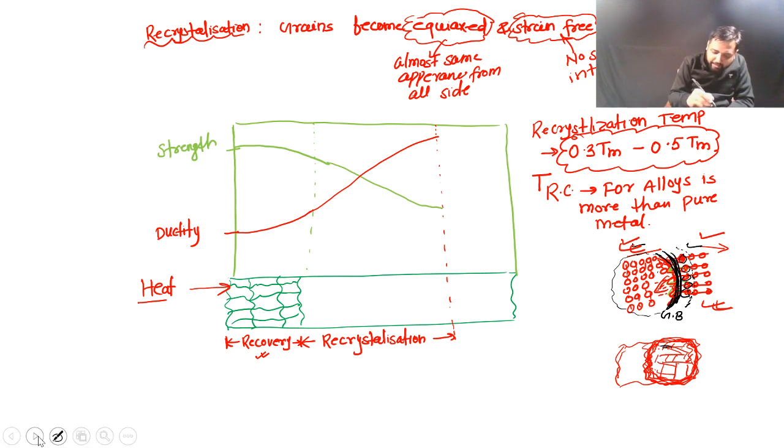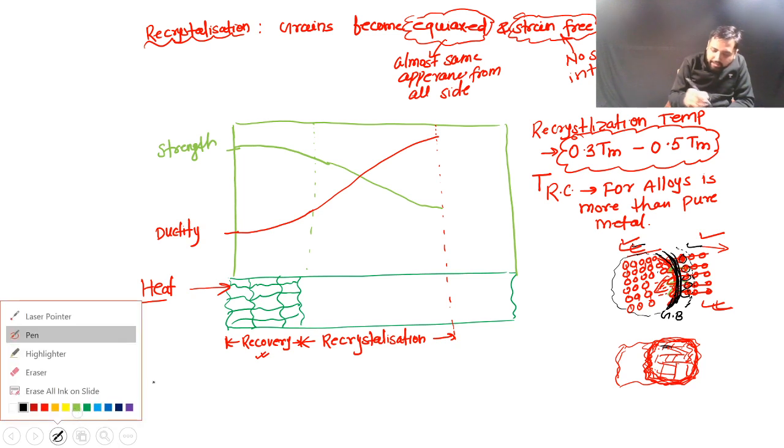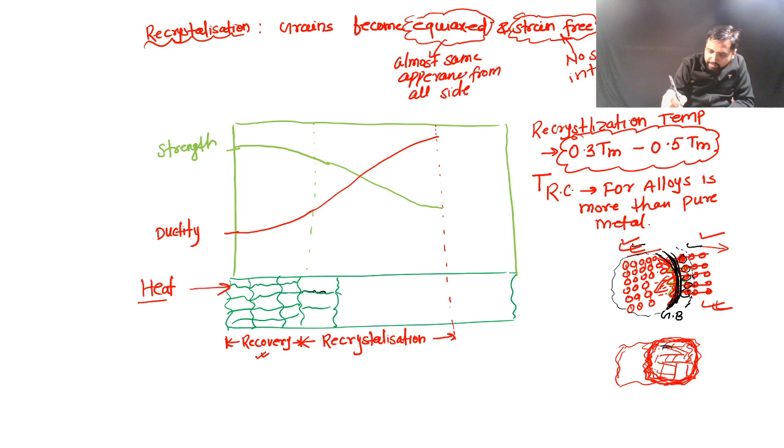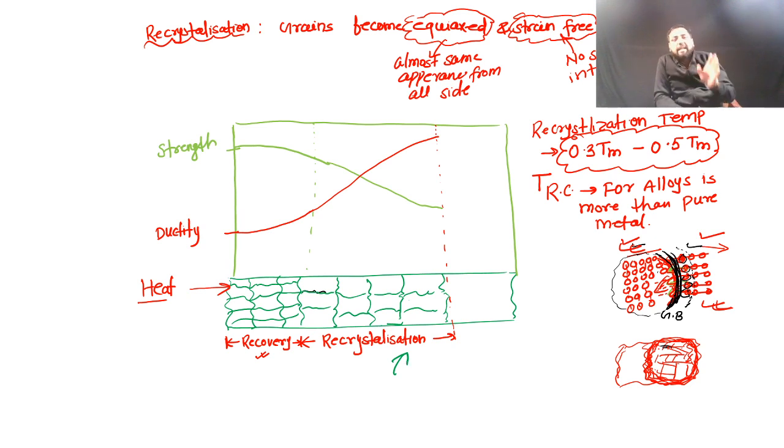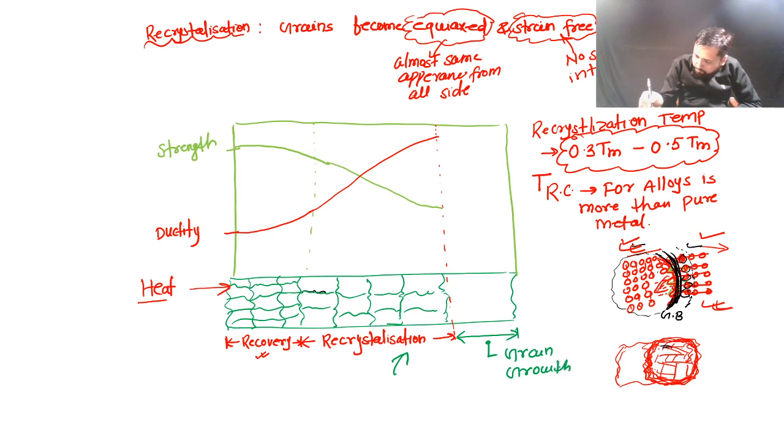during recrystallization, as I told you, the grains will become equiaxed and strain free, something like this. Then my dear, what happens? As you leave this recrystallized grain at the same increased temperature, the next thing that will happen there is what we call grain growth. During the grain growth process, you will find the grains will enlarge like this.